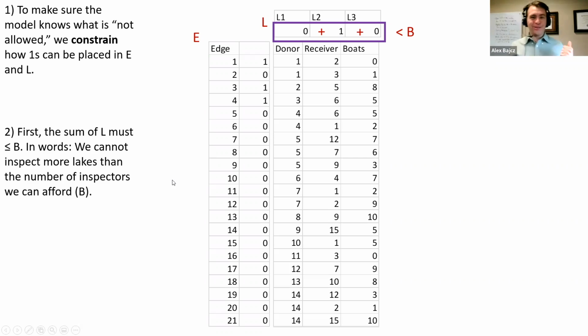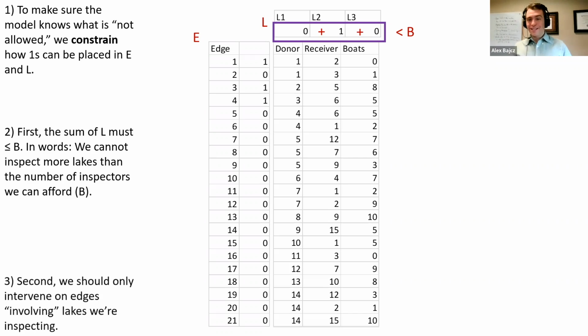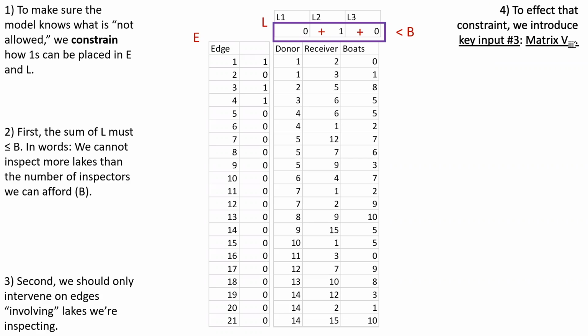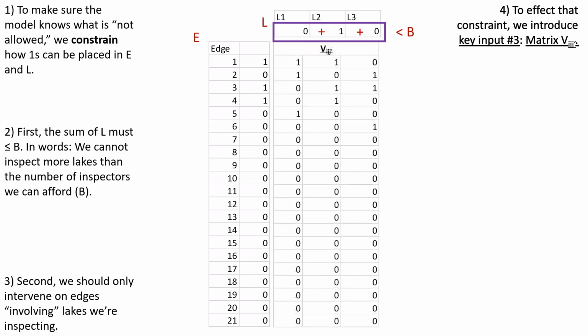That's the easier of the two constraints, unfortunately. The other one is that we need the model to know it cannot turn a switch on for an edge unless one of its corresponding two lakes is also being inspected, as we discussed on the previous slide. And unfortunately, this isn't actually something our model would know how to do at present, because it doesn't automatically know which edges correspond to which involved lakes. So we need to give it a third input to help it do this. And we called this input matrix V.